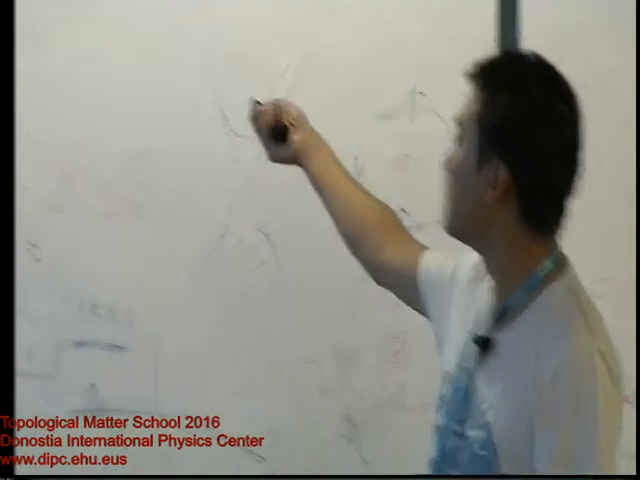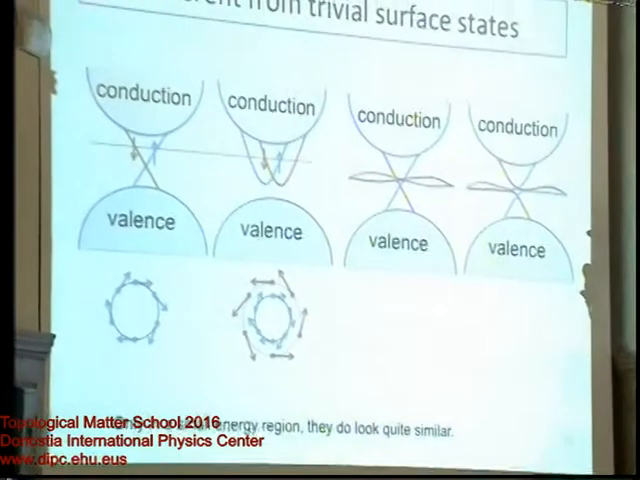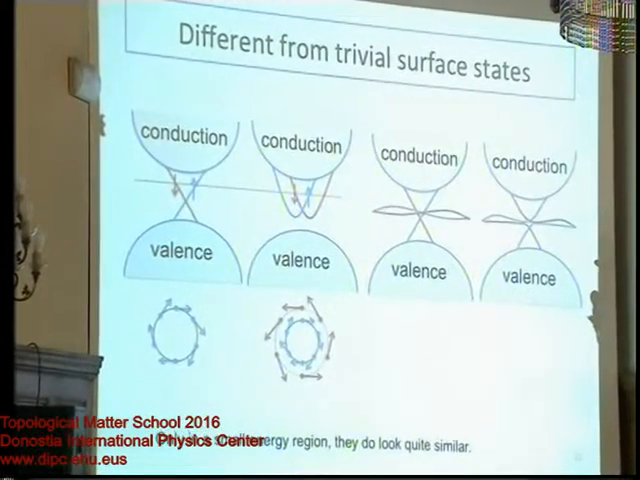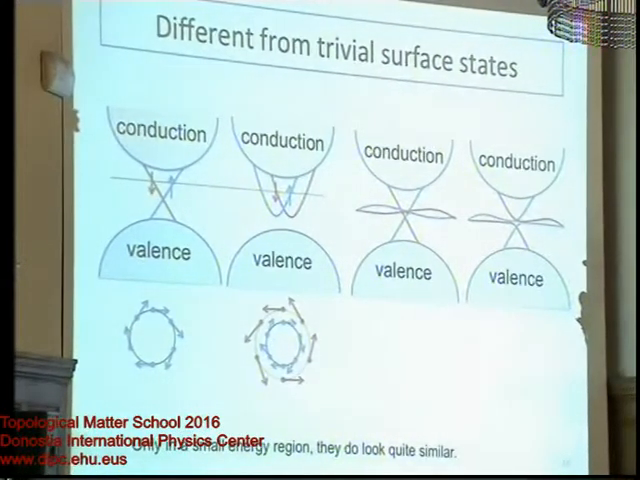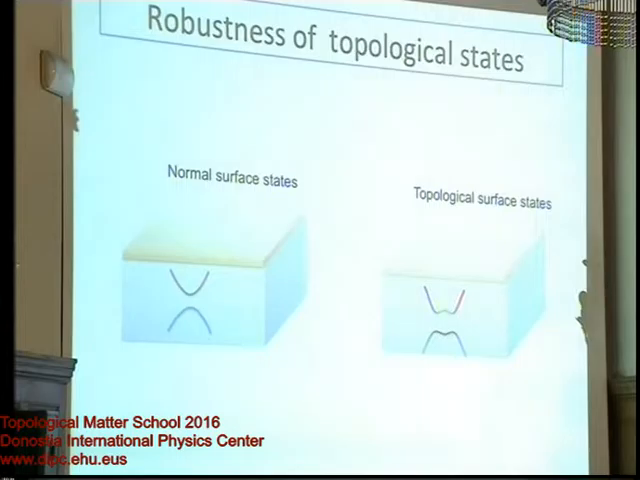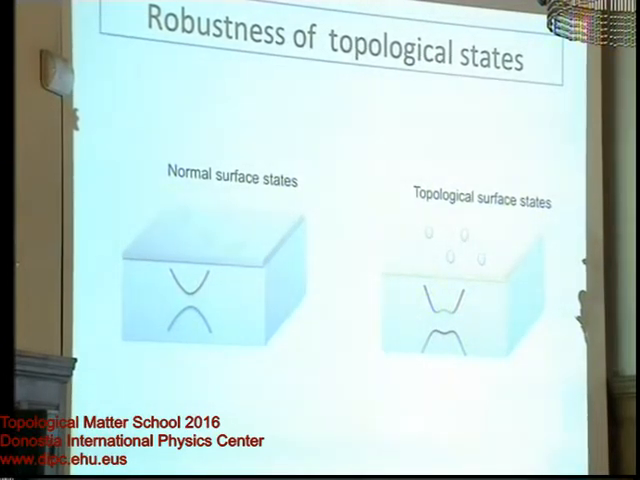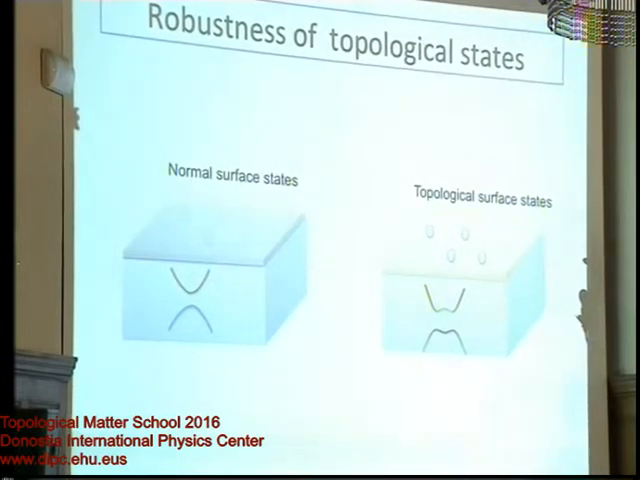Another way is to just hybridize with some other states, which makes it very complicated, but the topology doesn't change. In this sense, we see several possibilities for how these topological states become very robust.